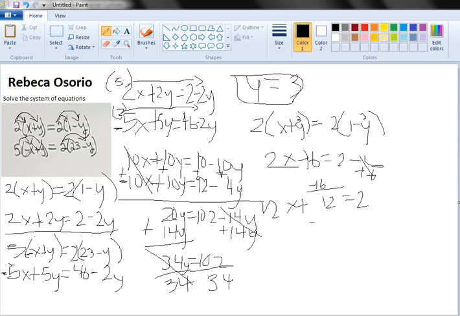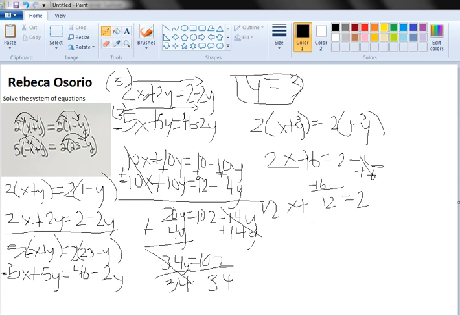And now we do the same for the next equation, where we do 5 times negative x is negative 5x plus 5 times y, which is 5y. And then on the other side, we have 2 times 23, which is equal to 46, and 2 times negative y, which is equal to negative 2y. And this is how we get up to here.